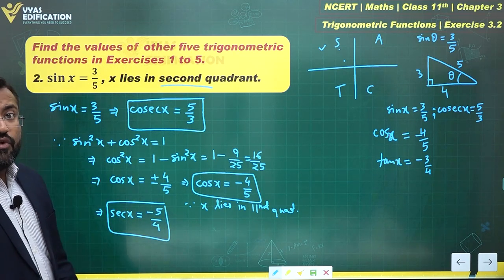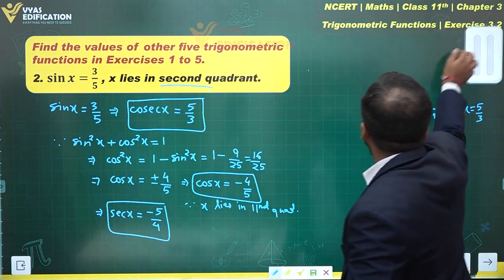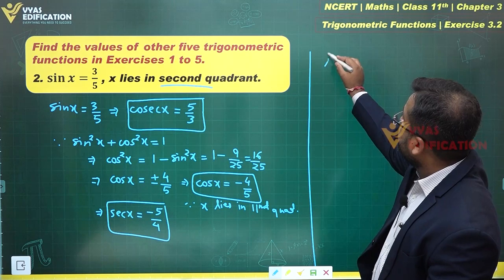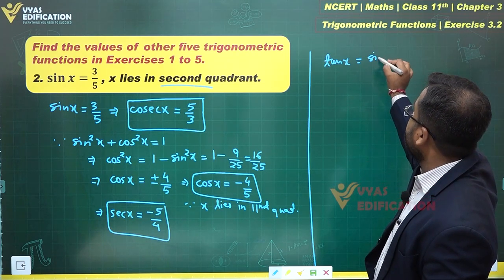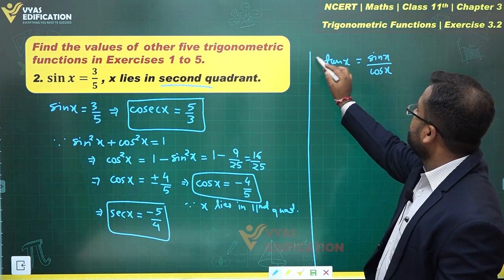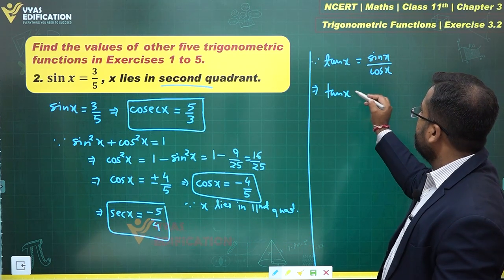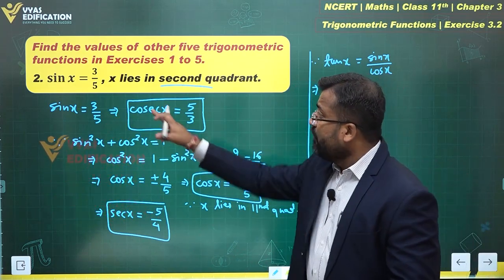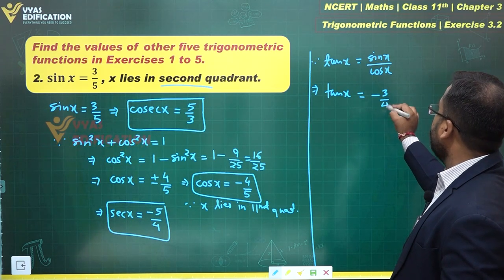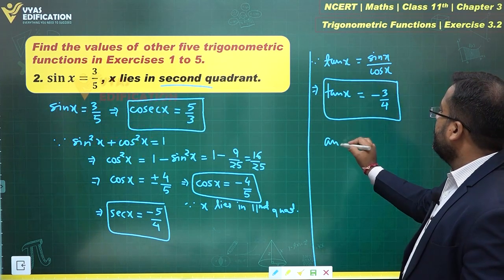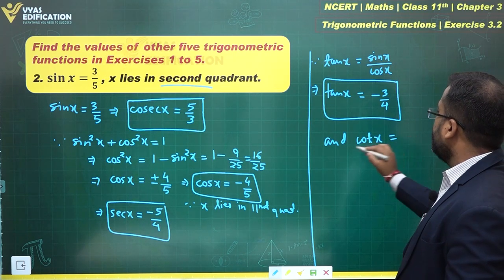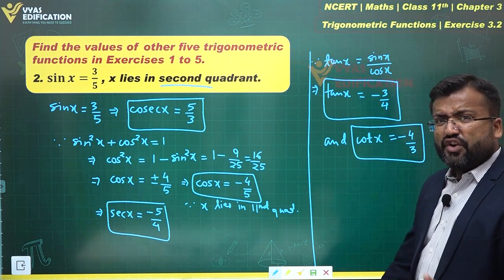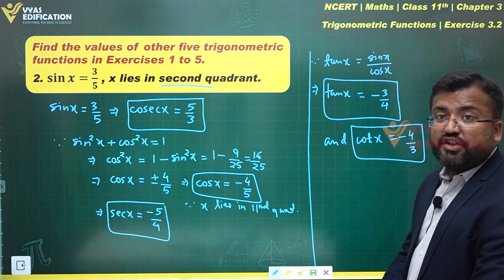This is sec x. What about tan x and cot x? Tan x and cot x can now be found from sine and cos. Tan x is equal to sin x over cos x. Therefore tan x is equal to sin x, which is 3 upon 5, over cos x, which is minus 4 upon 5. Taking the reciprocal, 5 will get cancelled. This is minus 3 by 4. And cot x will be equal to what? Cot x is reciprocal of this, which is minus 4 by 3. Right? This is what you get. That's a complete solution for this question over here.